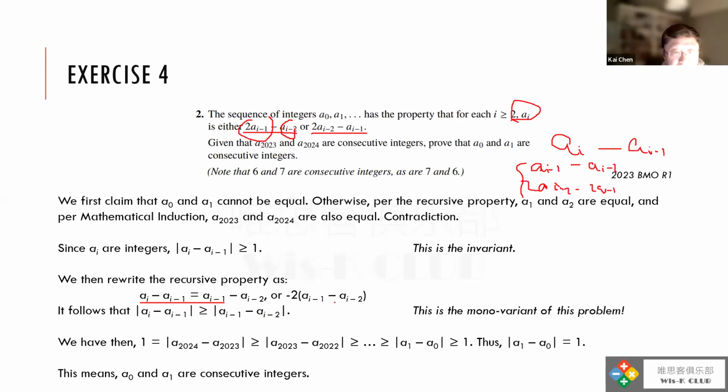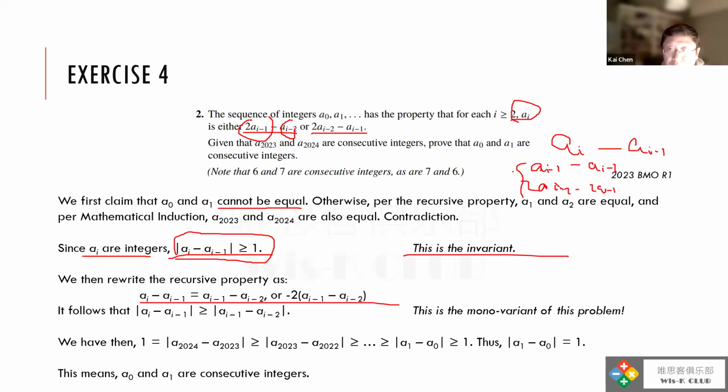Something here. But before that, we see the a_i are integers. So the absolute difference between each pair of these two terms will be at least 1, because they cannot be equal. That's the first step. They cannot be equal, otherwise the whole sequence would be equal according to this recursive function. And of course, if they are not equal, the absolute difference will be at least 1. This is the invariant. Okay, and what is the monovariant?